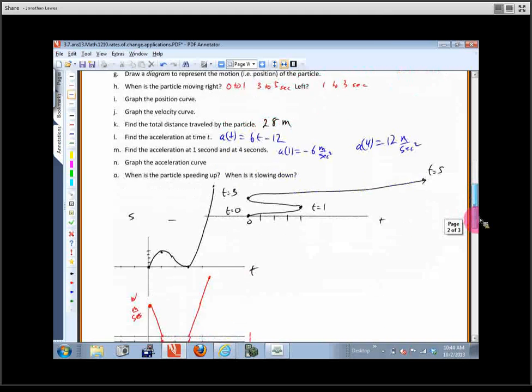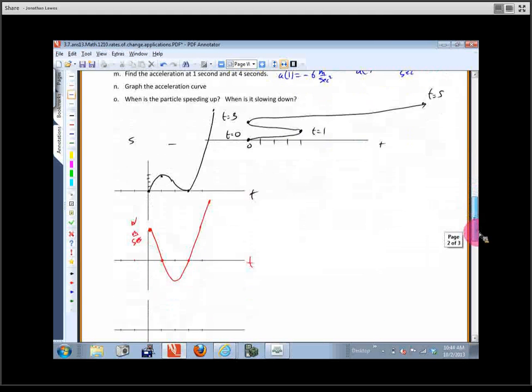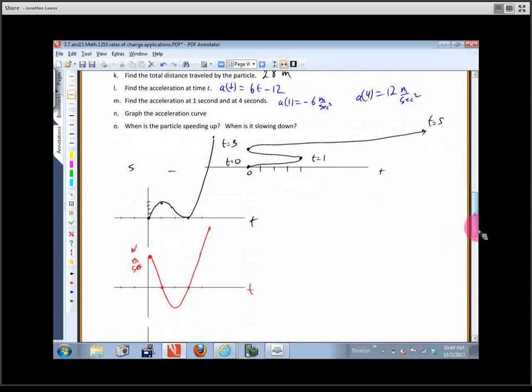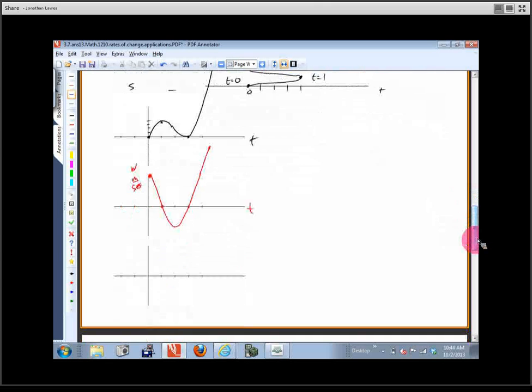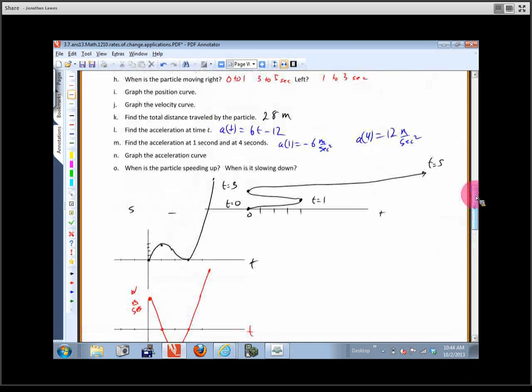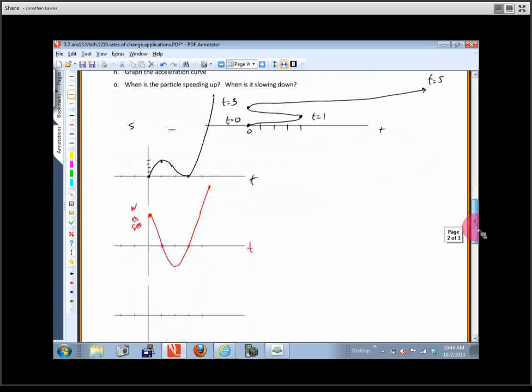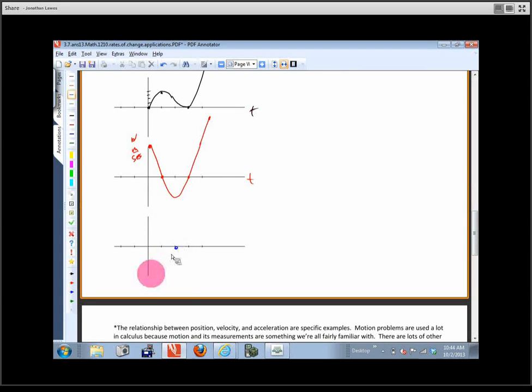And then we're going to come down here and we're going to graph the acceleration curve. So the acceleration curve is 6t minus 12. Where does that cross? What's the t-intercept? Where does that hit 0? No, on the t-axis or the x-axis. It'd be at 2, right? When is the acceleration 0? At 2. So it looks something like that.